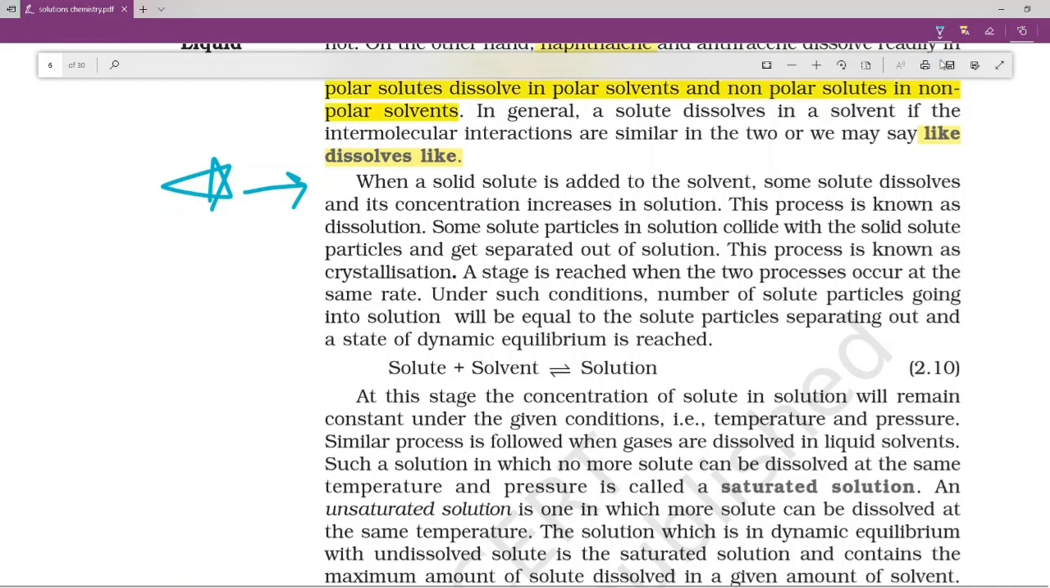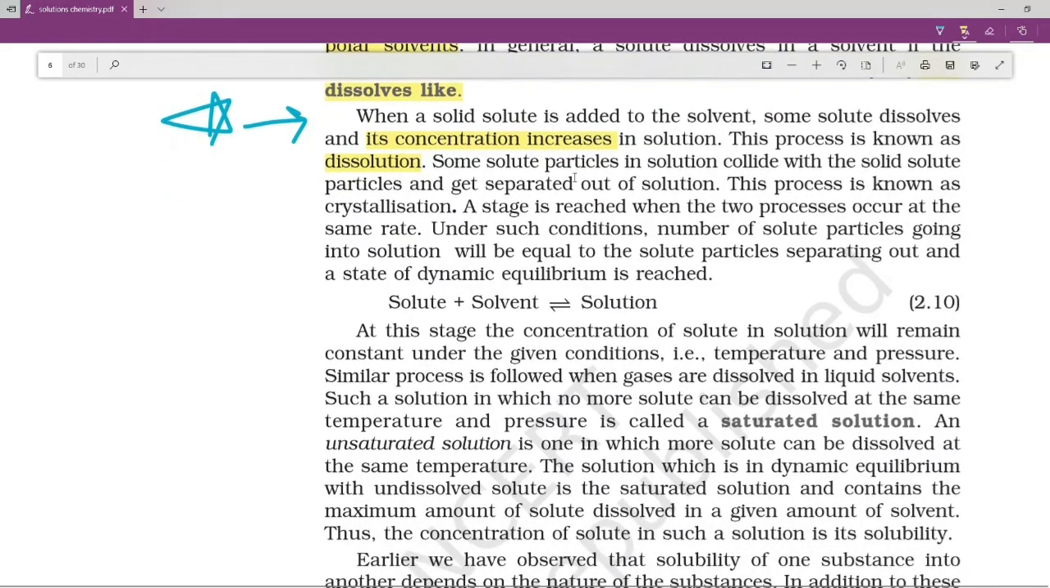So from this you can write one more thing. What is dissolution? Dissolution is nothing but the process of dissolving a solute into a given solvent so that its concentration increases. Now some solute particles in solution collide with the solid solute particles and get separated out of the solution.